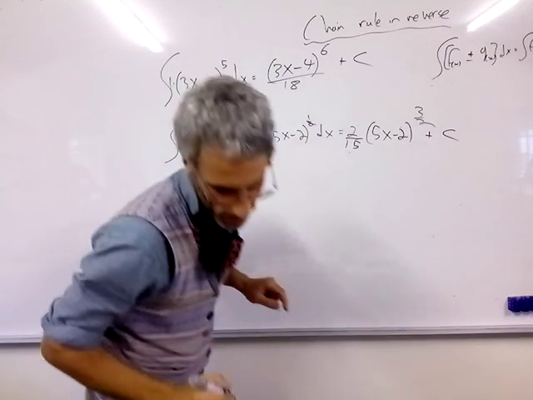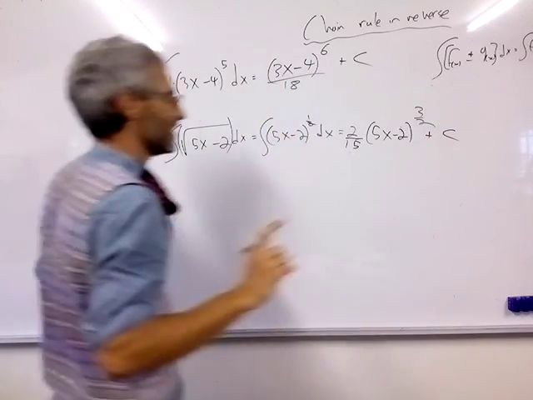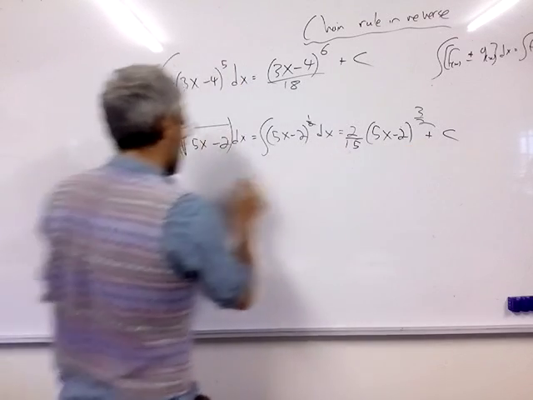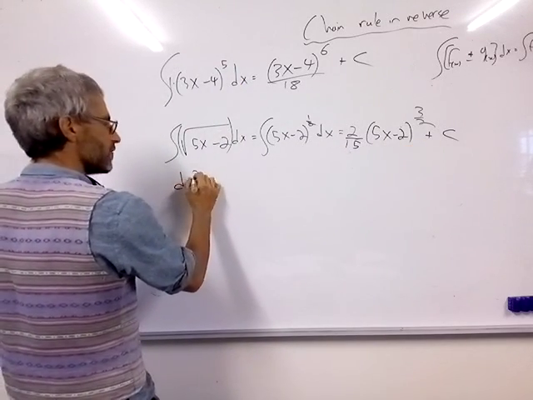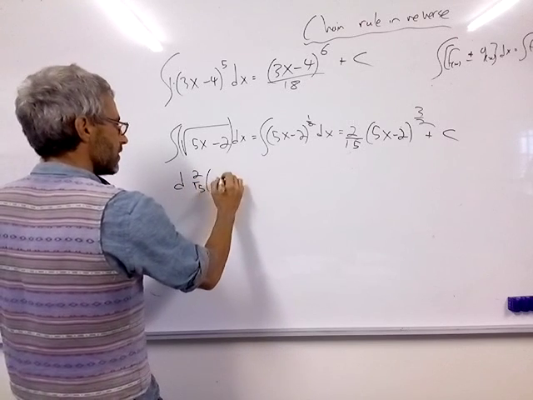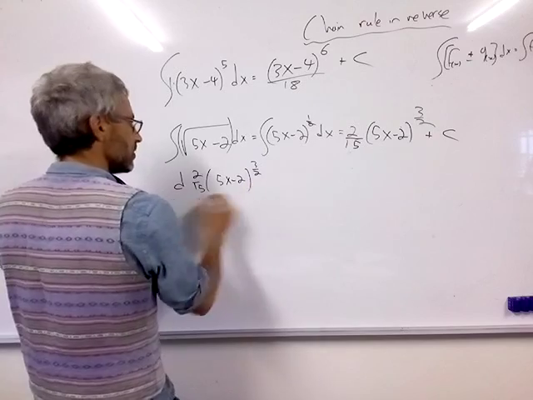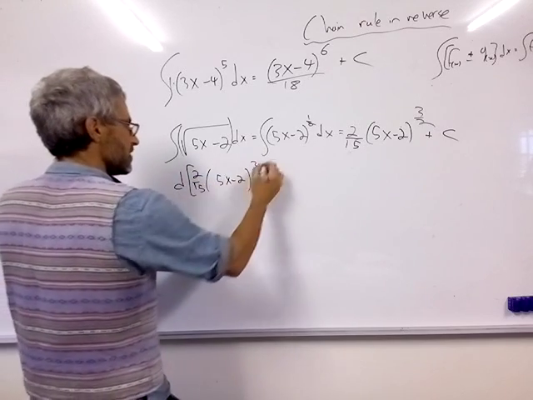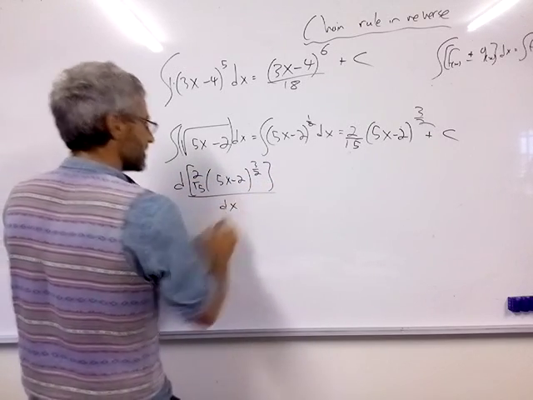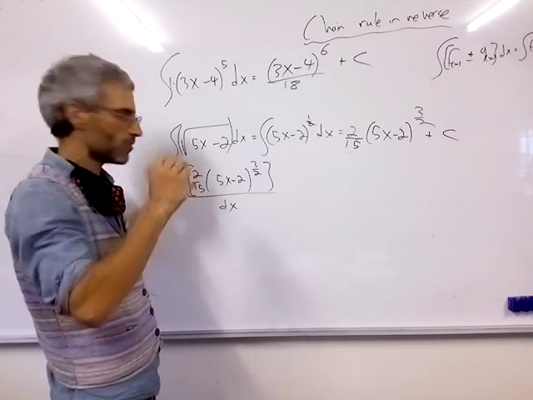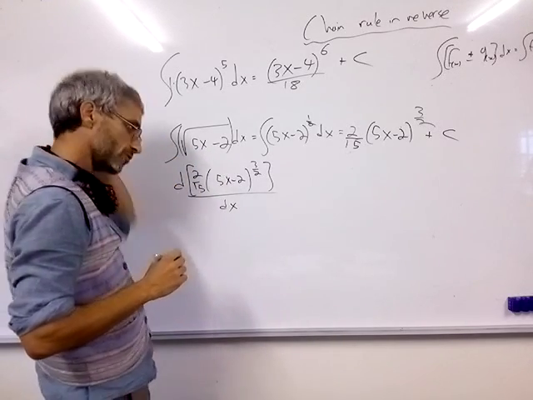Let's see that it works. If this is the right solution, that means that if I do the derivative of 2 over 15 times 5x minus 2 to the 3 over 2, plus a c, I'm not going to write the c. If I do the derivative of this with respect to x, what should I get? I should get back this, because that's how integration and derivative work. They work in reverse order.